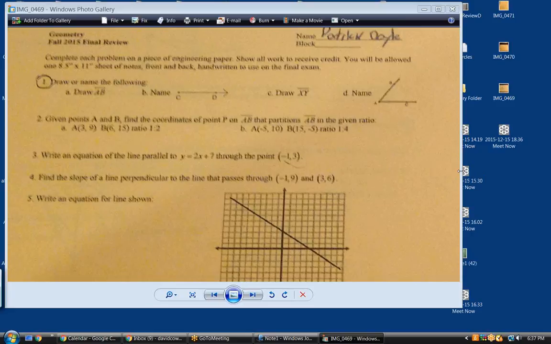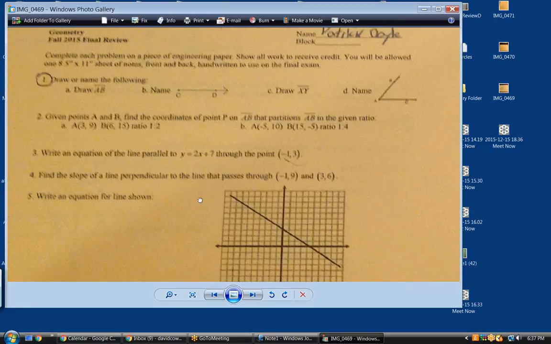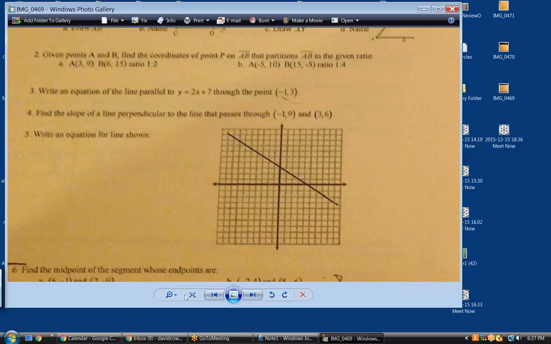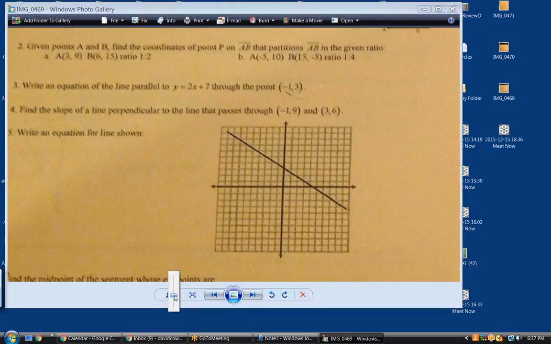Let's see. You've got one circled here. You said you've already done it? Yeah. Okay, so let's go to 2. Oh, man. I'm having a little trouble reading this. It's just a little blurry. Let me blow it up a little bit.